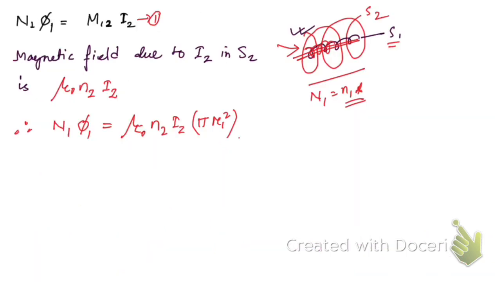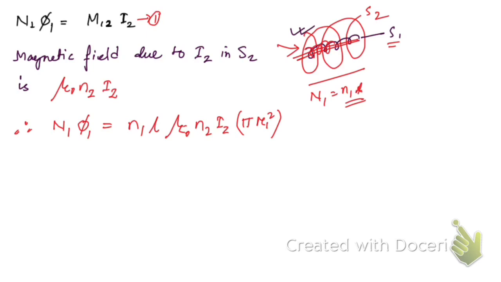So this is the flux through one turn only. For the total number of turns, we need to multiply that by the total number of turns, that is N1, which is nothing but N1 into L, right? N1 into L.